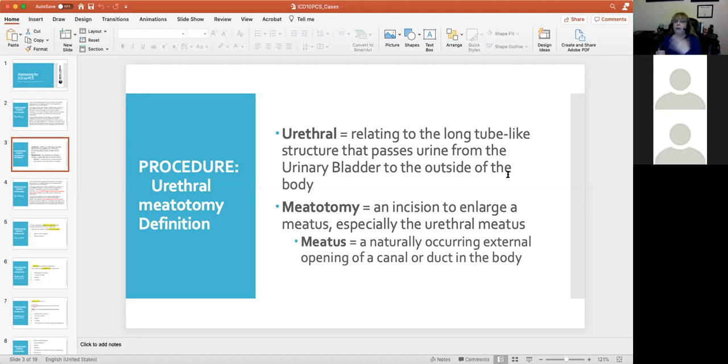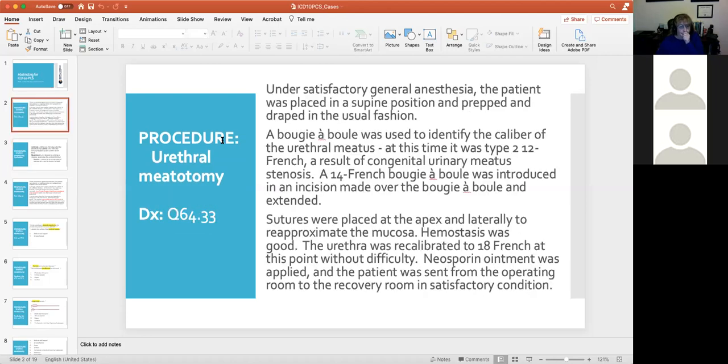So urethral, yes, it's the long tube that carries urine from the urinary bladder out to the outside of the body. Right. The urethra does this in both the boys and the girls. And there was nothing here that said this was a boy, Jennifer. Right. I'm sorry. It's okay.